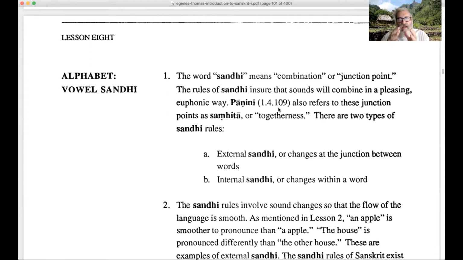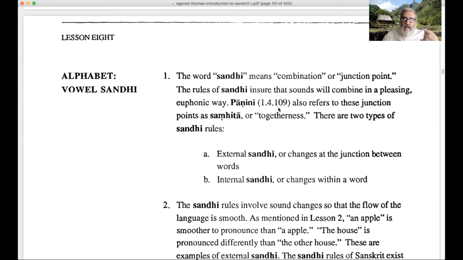So these are rules in order to avoid what we call hiatus. Hiatus means a break. So we want to avoid a break. We want everything to flow nicely. So that's Sandhi. Panini, of course, is a great grammarian of Sanskrit, and he has written 8 chapters of sutras called the Ashtadhyayi. Ashta means 8, Adhyayi means chapters.